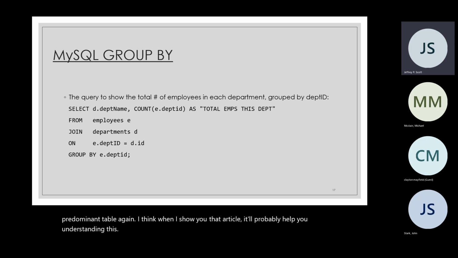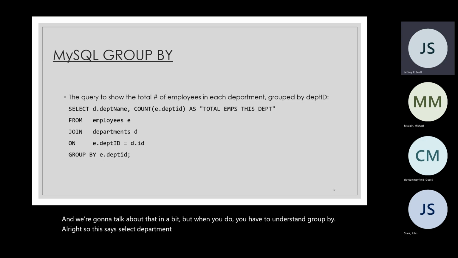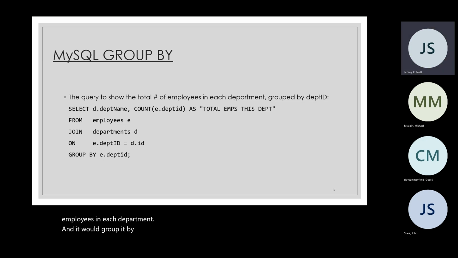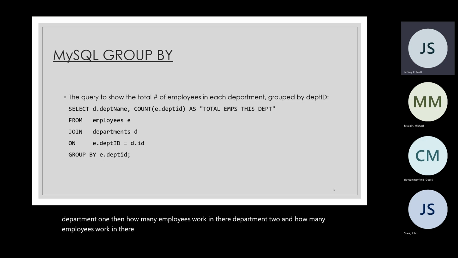Now, when you do your homeworks, and we're going to talk about that in a bit, you have to understand group by. So this says select department name and a count of department ID. Since we're grouping it by ID, it would show the total number of employees in each department. So if we had 10 different departments, it would show department 1, then how many employees work in there, department 2, and how many employees work in there, etc. You will do a problem or problems similar to that on the worksheet I have for you.